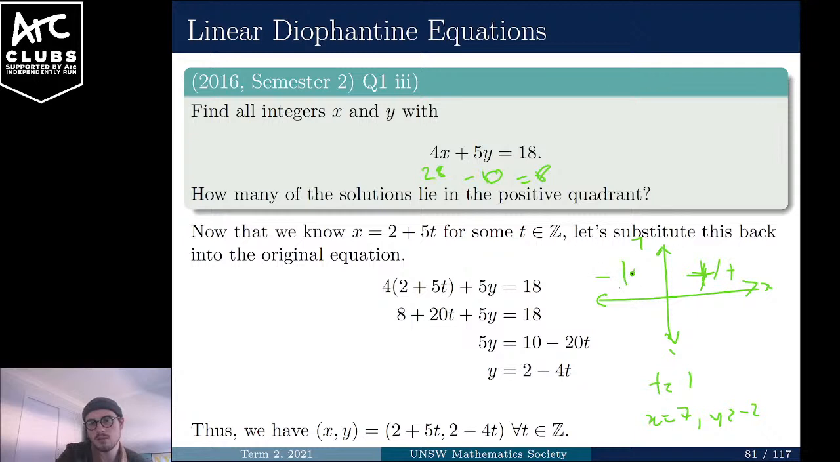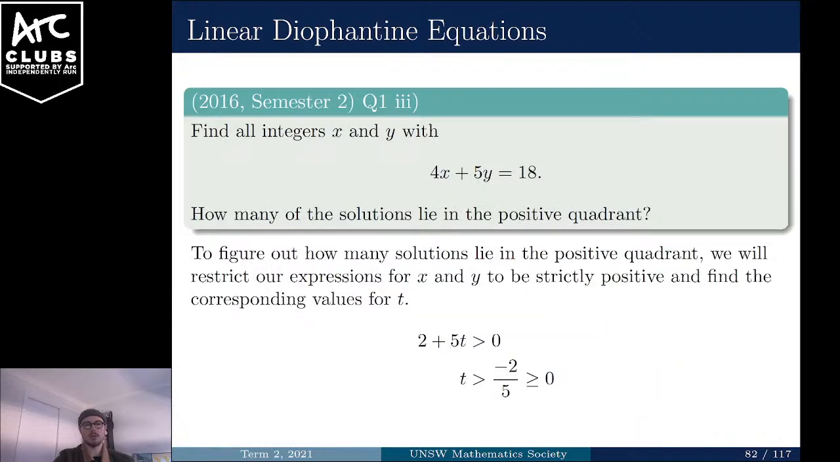Here, x is negative, y is positive. Here, x is negative, y is negative, and here x is positive, y is negative. So this is the first quadrant over here, where x and y are both positive. If we restrict x and y to both be positive, they must be greater than 0. So we're going to find these two conditions for t, and then, ensuring that both of these conditions are true, work out which values of t we can use.